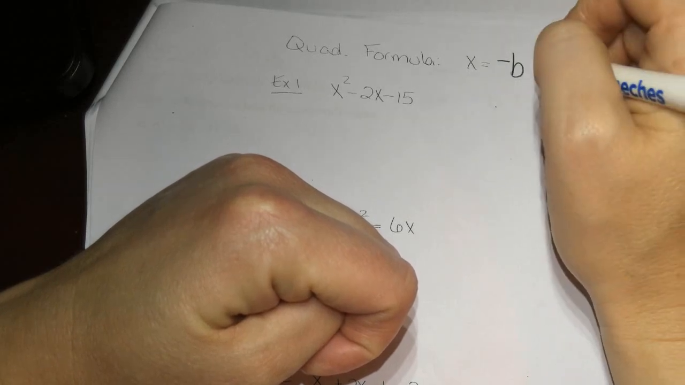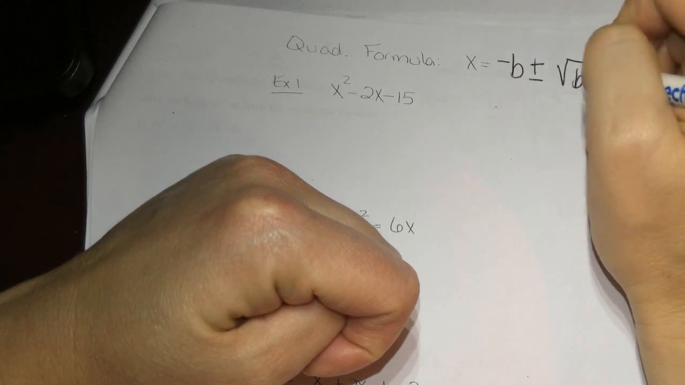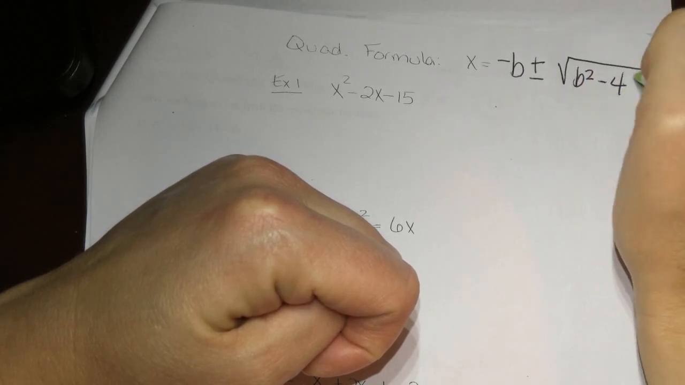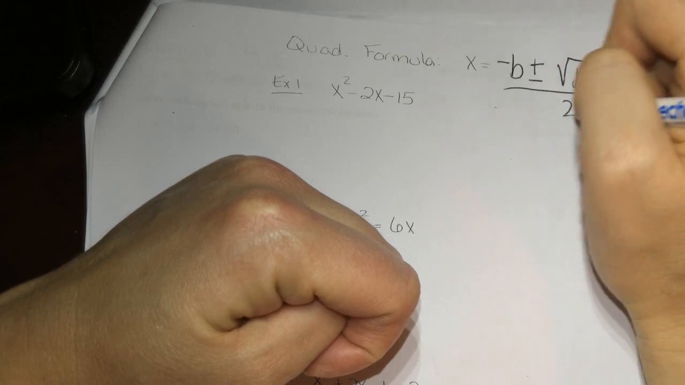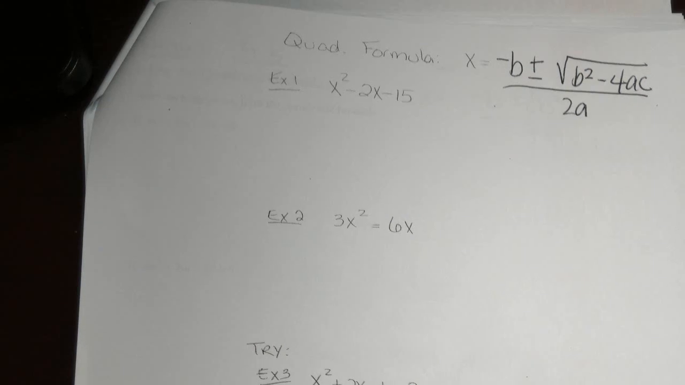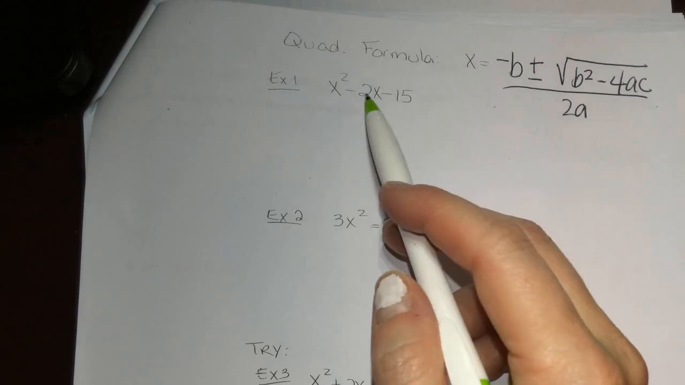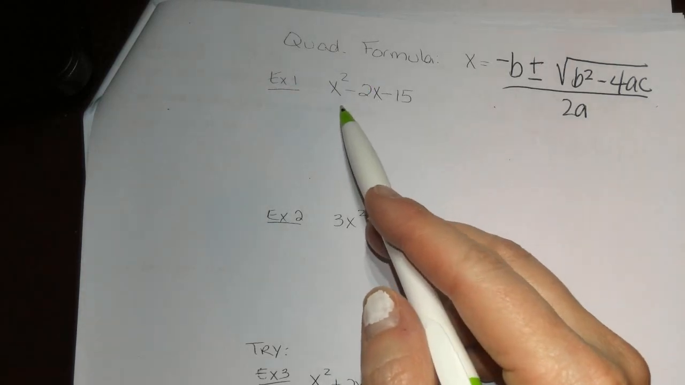Alright, so what was it again, if anybody remembers? Negative b plus or minus the square root of b squared minus 4ac all over 2a, and you're going to rewrite that a lot. There's also a cool little song that I'm going to teach you later, not today, but I'll send it to you, and it can get in your head, and it will help you learn the formula.